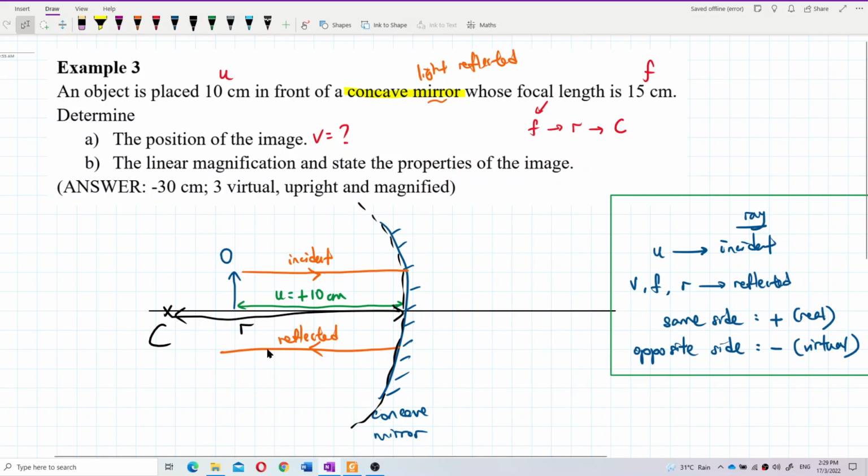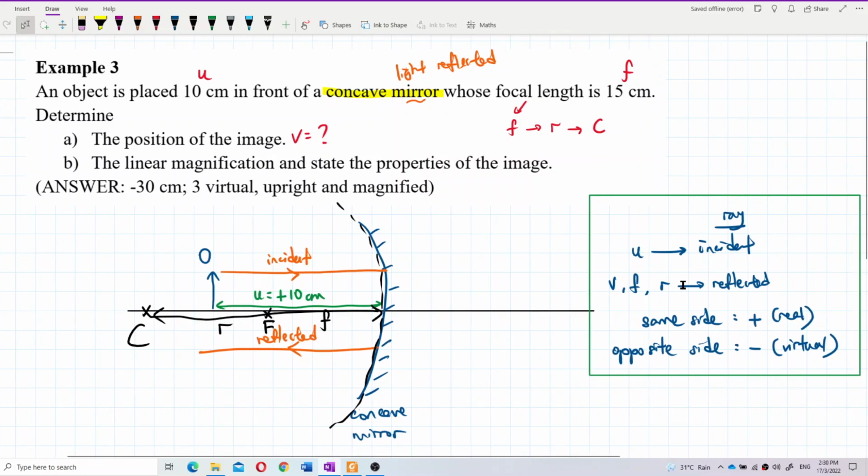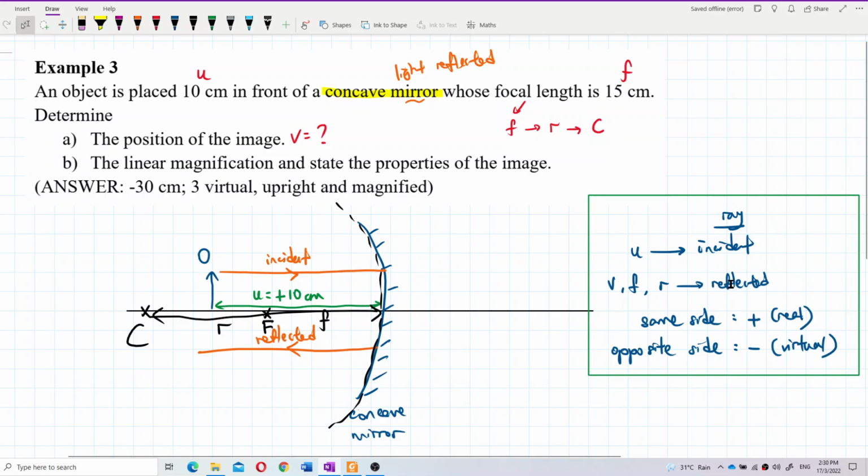And then the focal length, maybe it's over here. This is the focal point, then the focal length should be this side. The focal length and radius compare with the reflected ray. If same side is positive, these radius and focal length are on the same side as the reflected ray. So the radius and focal length should be positive.